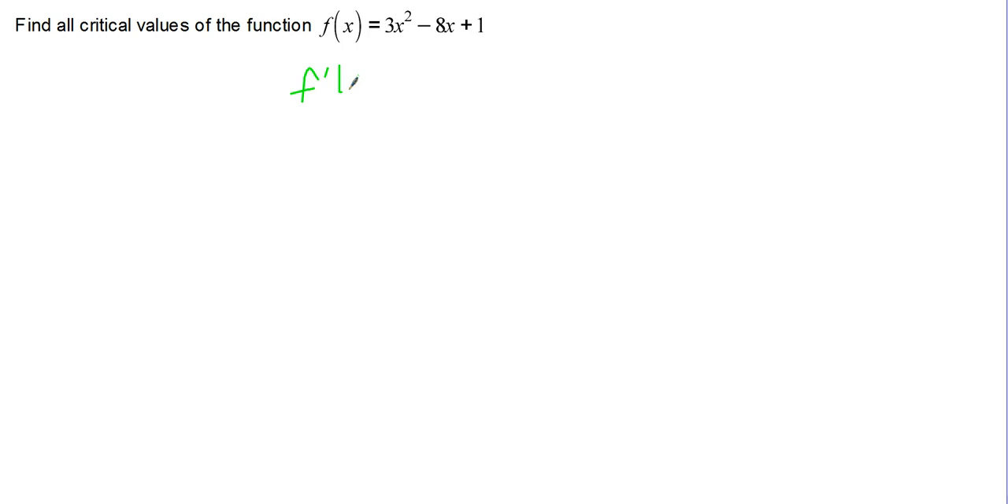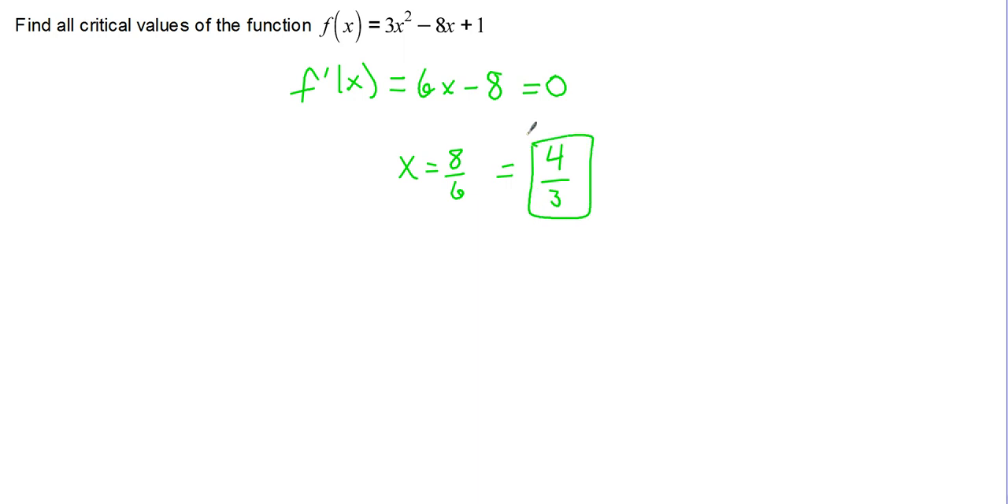For both of these problems, our first step will be to take the derivative. We get f prime of x, using the power rule, is equal to 6x minus 8. Since 6x minus 8 is a polynomial function, we know that it's defined for all real numbers, so we don't need to worry about when the derivative is undefined, but we will see when it equals 0. So 6x minus 8 equals 0 tells us that x equals 8 over 6, or 4/3. So this function has just one critical value at x equals 4/3.